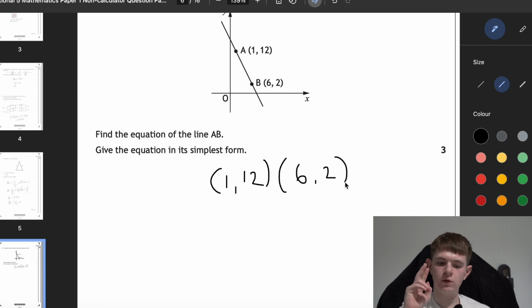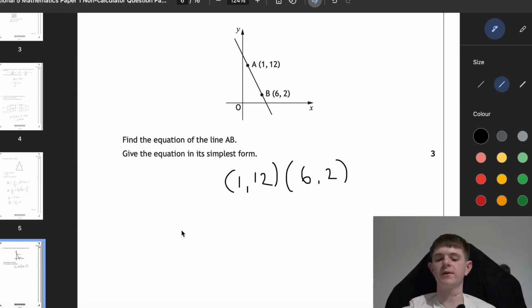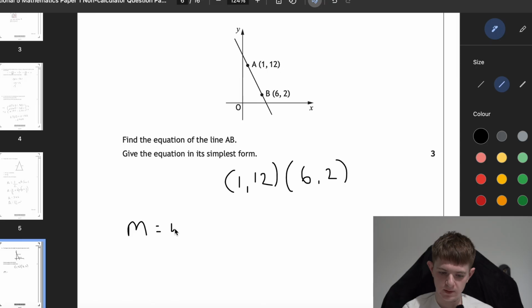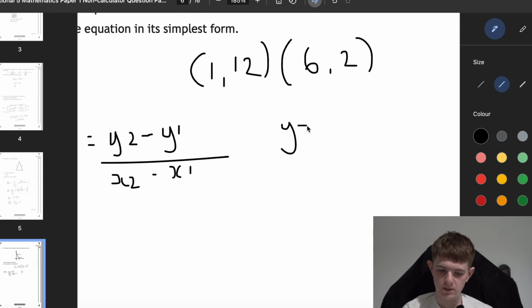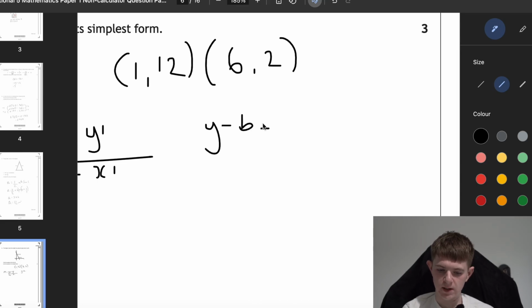Now, we need 2 formulas. Both of these formulas won't be in the formula sheet, so you need to learn them. But the first formula is the gradient, so m equals y2 take away y1, over x2 take away x1. Again, that will not be in your exam, so you need to learn it. The second formula is y take away b equals m bracket x take away a. Light work for you.